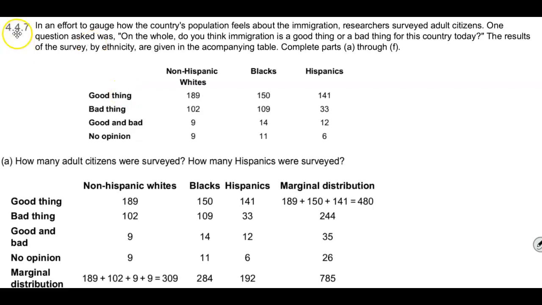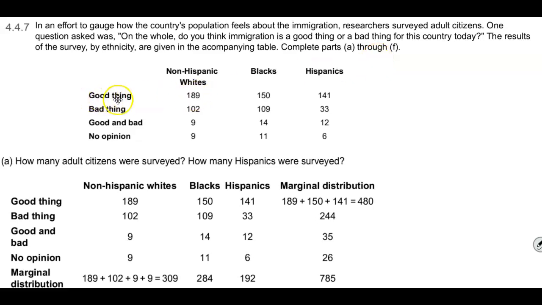Okay, now for question 4.4.7, the question states that in an effort to gauge how the country's population feels about immigration, researchers surveyed adult citizens. One question asked was, on the whole, do you think immigration is a good thing or a bad thing for this country today? The results of the survey by ethnicity are given in the accompanying table, and we're going to complete parts A through F.